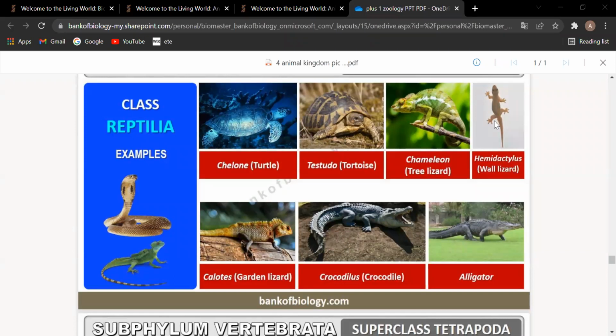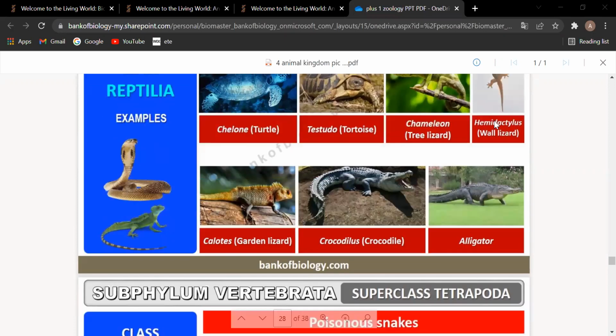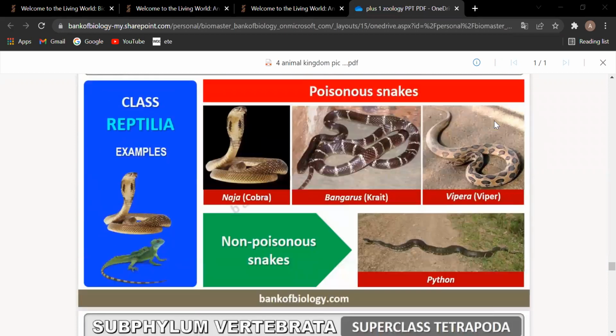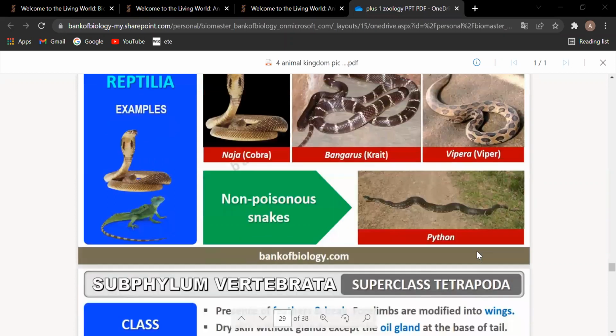Right? So these are your examples of Reptilia. Naja, these are the poisonous snakes. That is the cobra. Bangarus is krait. Vipera is viper. And the non-poisonous snake is python. This is the python. It's non-poisonous, but it is very dangerous. It can gulp down a complete human. Right?